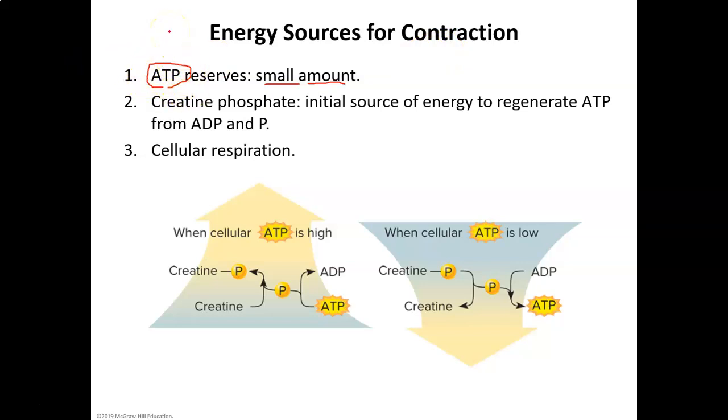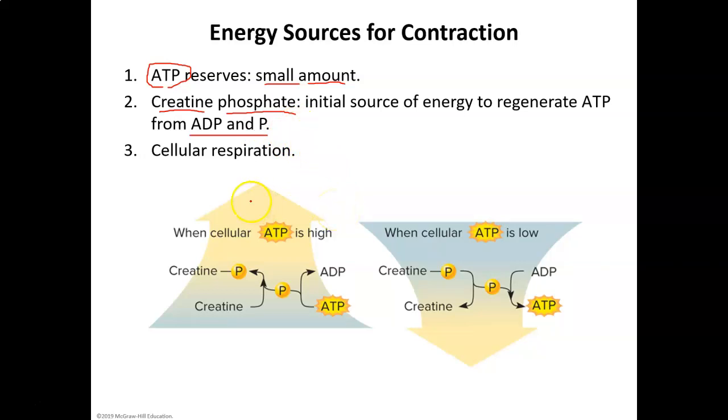Okay, how are you going to get more ATP? If you're going to generate ATP very, very fast, there's a way to do it inside your cells, inside a muscle. Muscles have this stuff called creatine phosphate. Creatine phosphate will give up its phosphate to the ADP and recreate ATP.